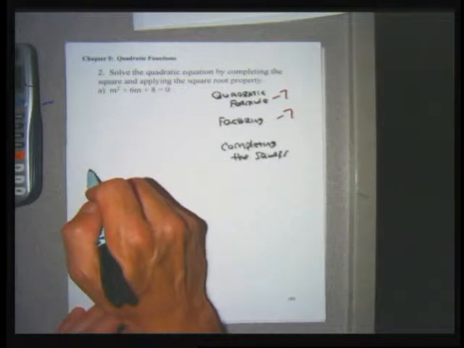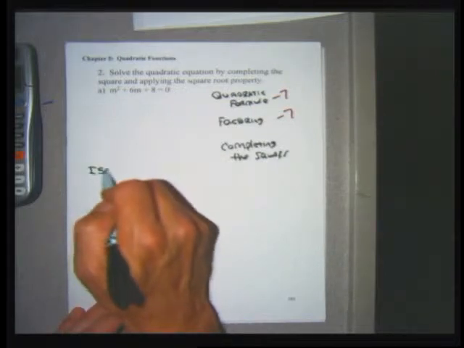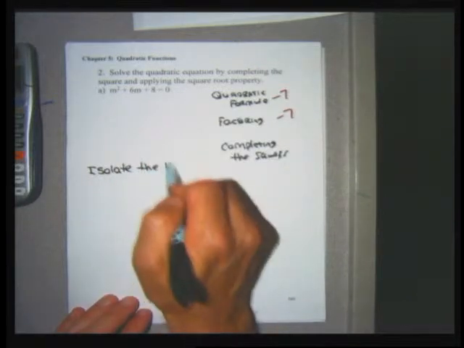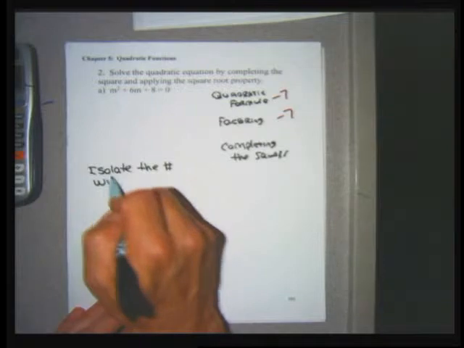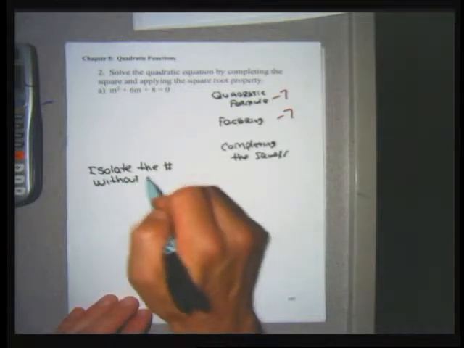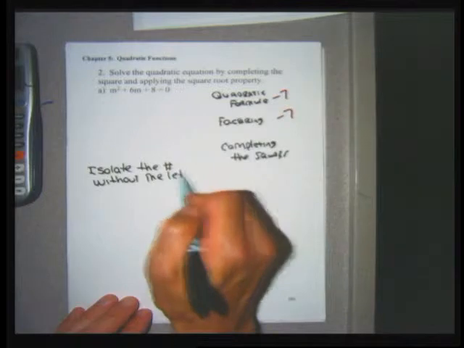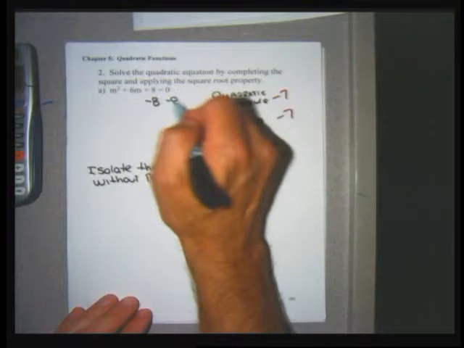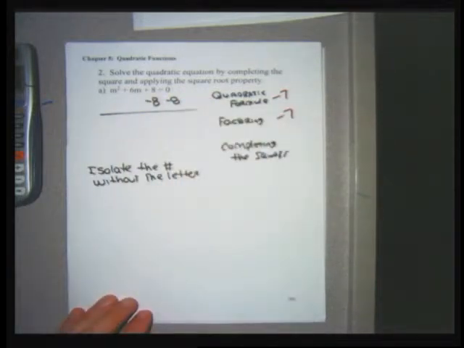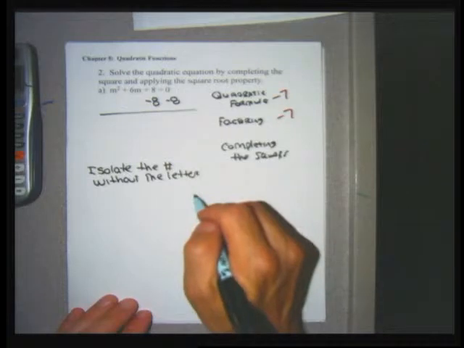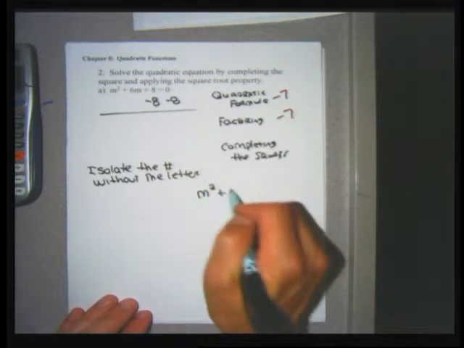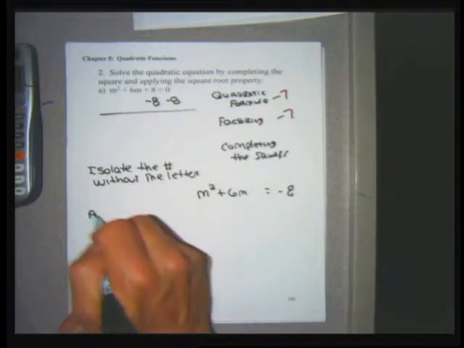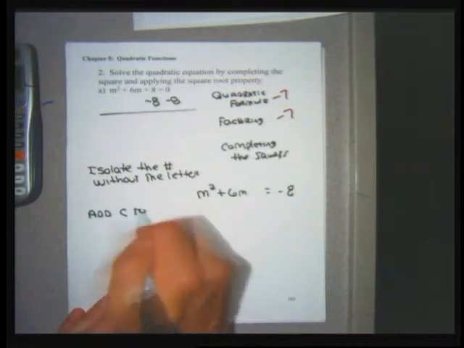So step 1 is to isolate the term without the letter, or we call it the constant term. Isolate the number without the letter. And that's not terribly hard to do. Sometimes it's already done for me, sometimes I have to do it like in this problem. In this problem, for my first step, to get the number without the letter to be by itself, I'll subtract 8 from both sides, and that'll take me to m squared plus 6m equals negative 8. Now I'm going to add c to each side.